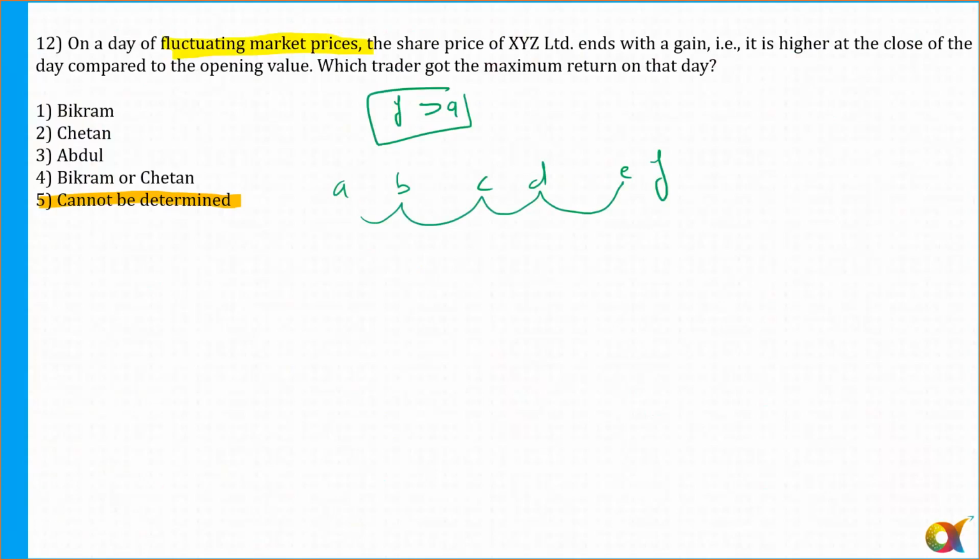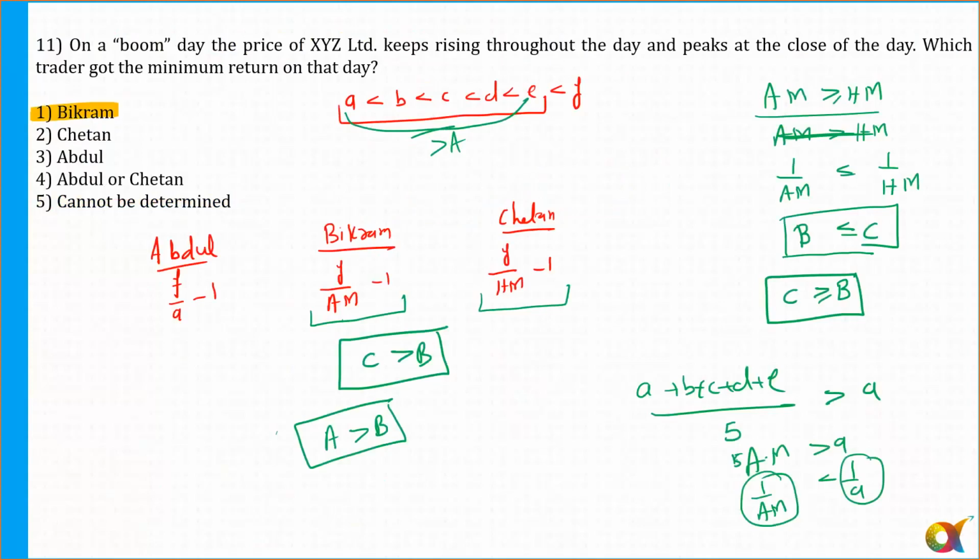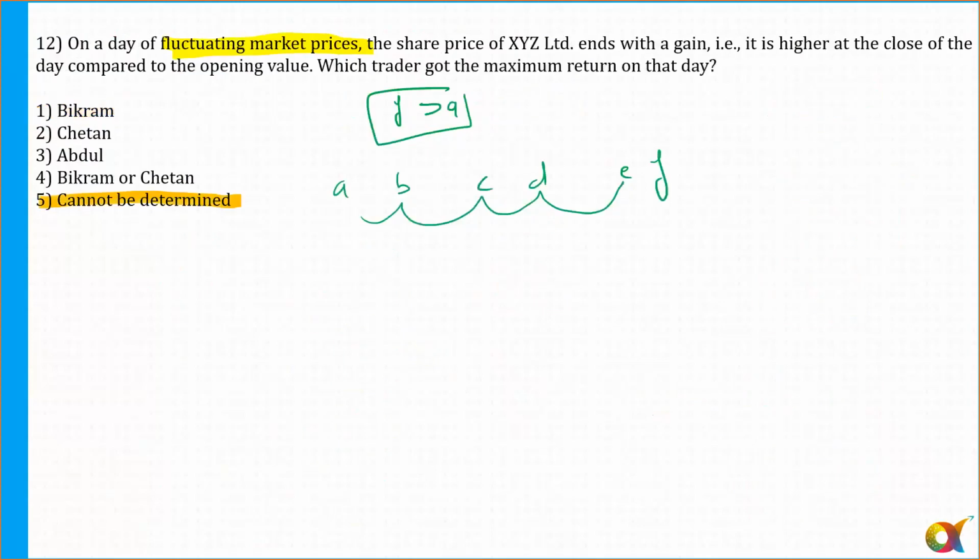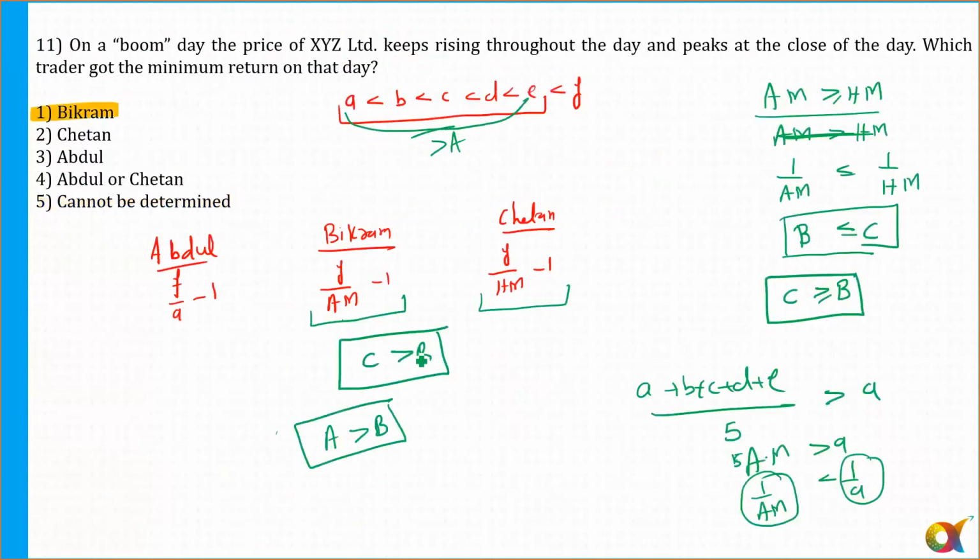Is that clear? Because it is a fluctuating market price. What will happen is it can be an increase, it can be a decrease; somewhere there will be an increase, somewhere a decrease. So we can't calculate it. But yes, even if this data is not given, we know one thing for sure, that B is, what is B?